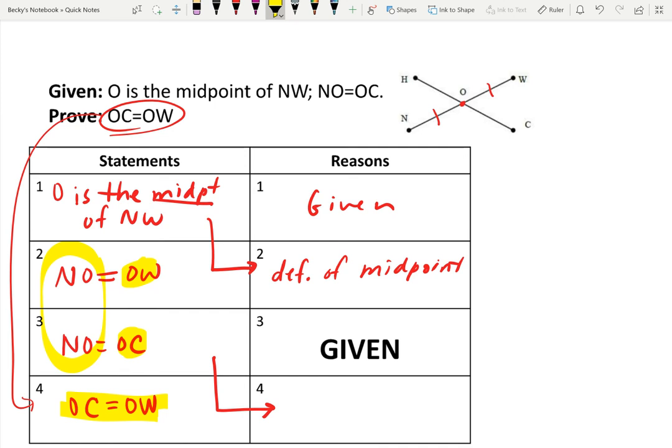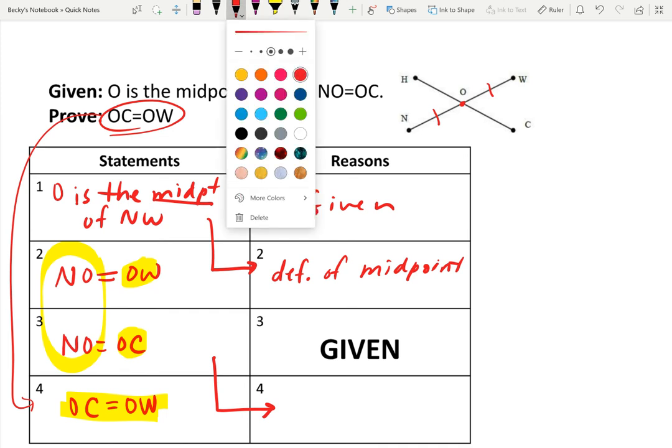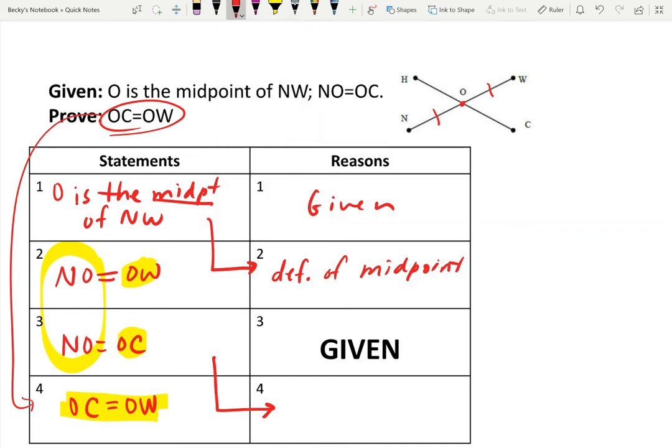Okay? So they're taking out the NO and replacing the NO with what it's equal to. And this is one of your properties. So what property is it where you take it out and you replace it? This is the substitution property. Make sure you don't write sub because that could be subtraction. Okay, so again, that is the substitution property.